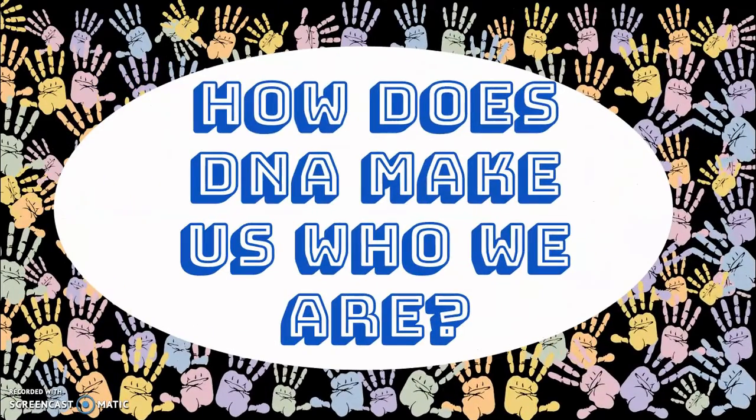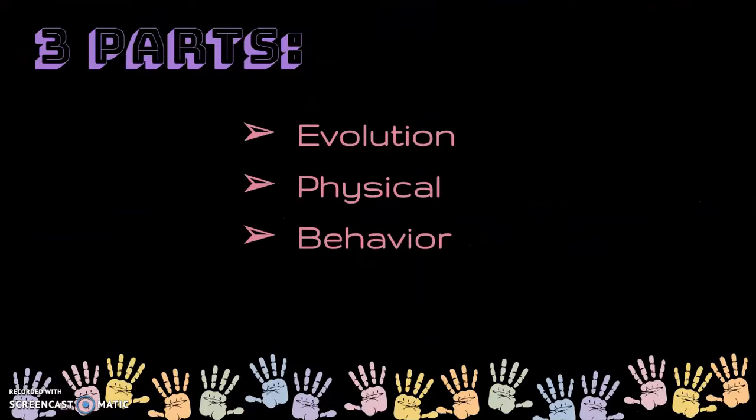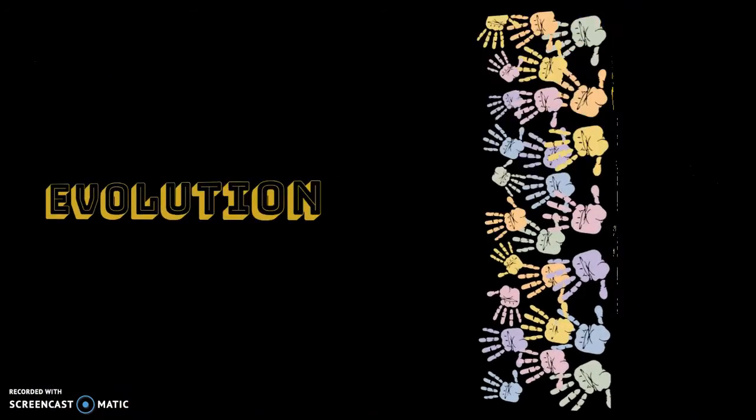So how does DNA make us who we are? Well, there are really 3 parts. There's the evolution part, where DNA differences between species and ancestors make us who we are. The physical part, how DNA codes for proteins and how those proteins affect our appearance. And then the behavior part, suggesting our temperament and personality is partially determined by genes. So first, let's get into evolution.